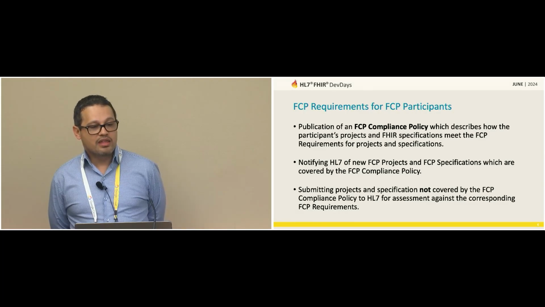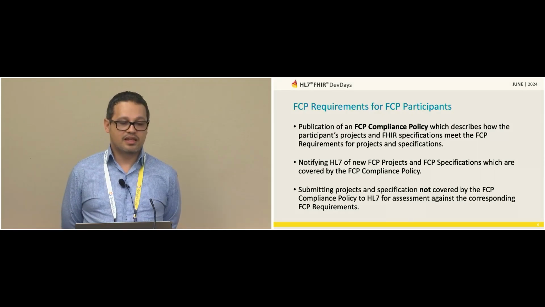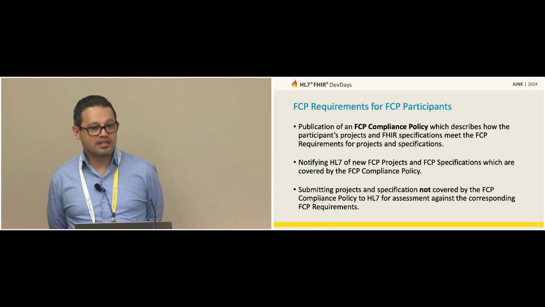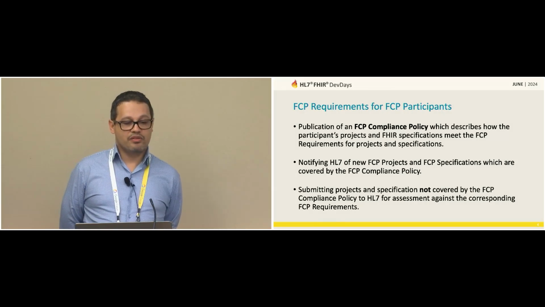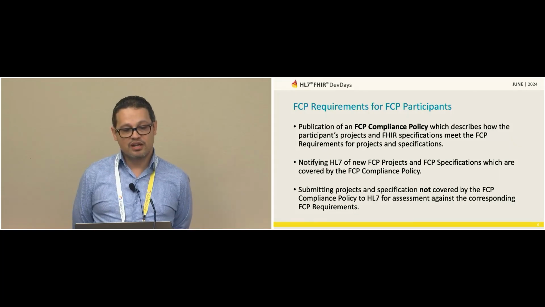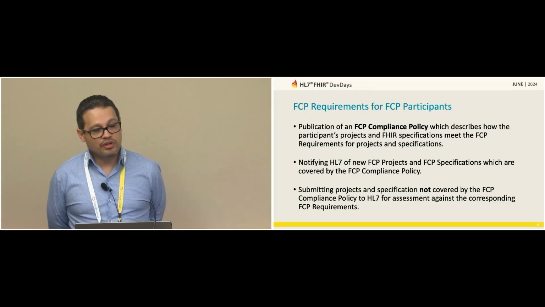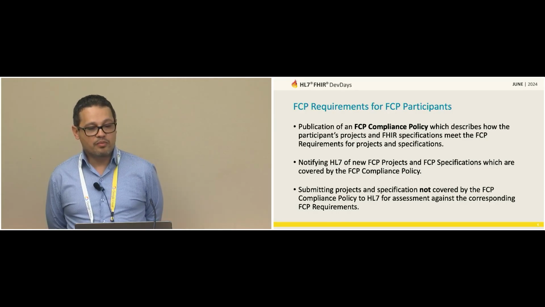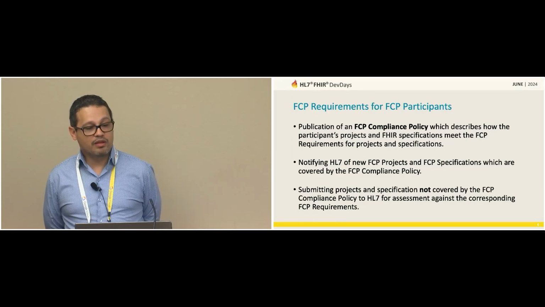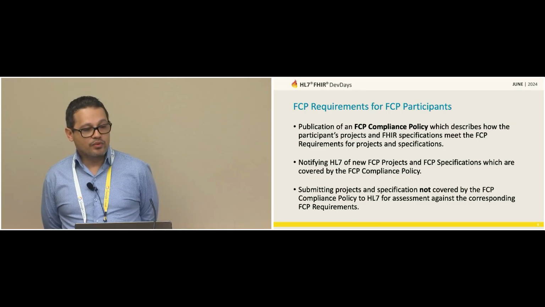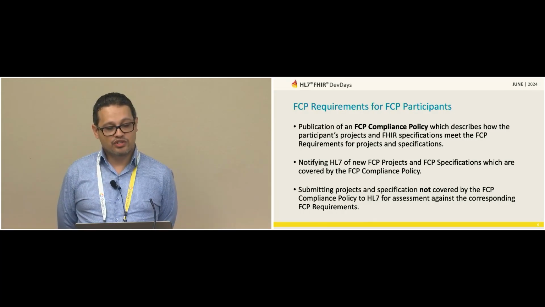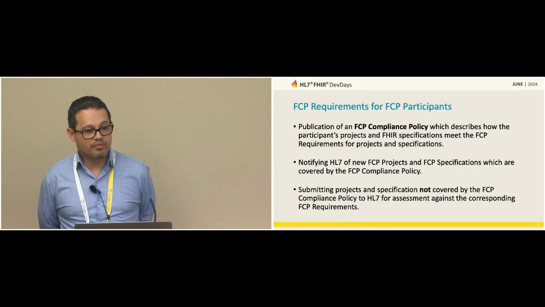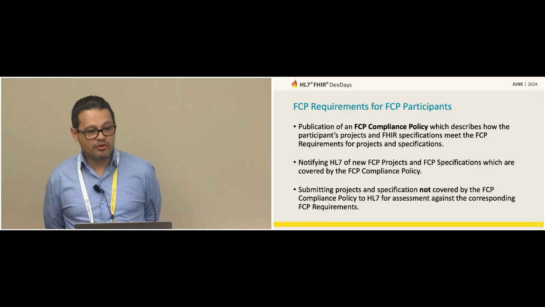So first of all, for FCP participants, and again, these could be individuals, organizations, HL7 affiliates, what have you, the requirements for them are first and foremost that they publish an FCP compliance policy. This is a document which will describe how the participants' projects and FHIR specifications will meet the FCP requirements which we've published for projects and specifications. We also require participants to notify HL7 of all their new FCP projects and FCP specifications, in particular those not covered by the FCP compliance policy. And we also require them to submit projects and specifications not covered by their compliance policies for assessment by HL7 against the corresponding FCP requirements.